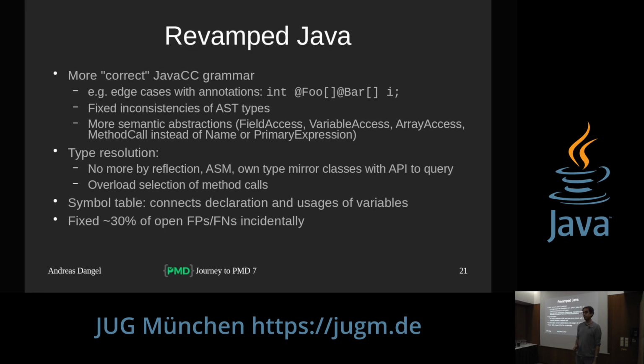In PMD 6, we did it that way that we loaded the classes via class loader and used reflection to figure out all this stuff. That means you needed to run PMD with the same Java runtime as you have compiled your project. This is now different, so we now use only ASM and read the bytecode. And basically you can now run PMD on Java 8 and analyze code for Java 21.